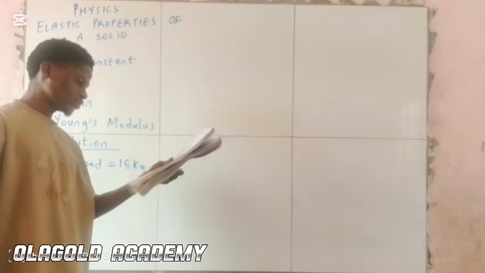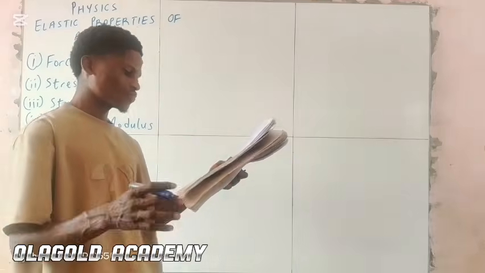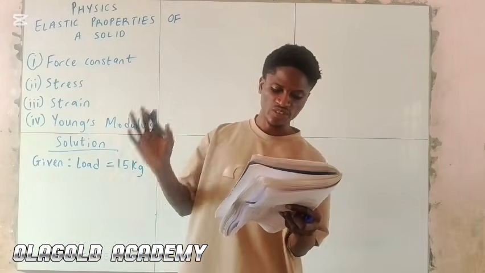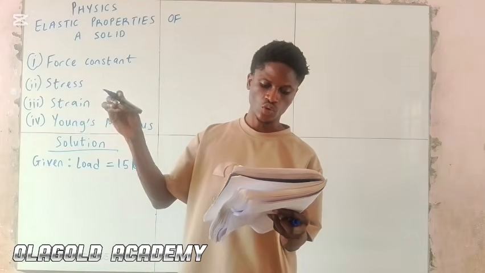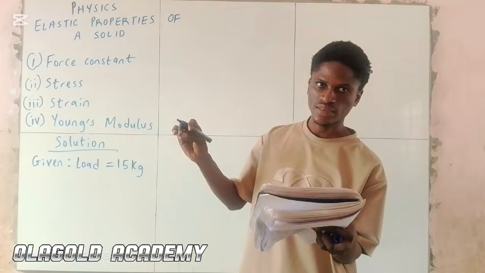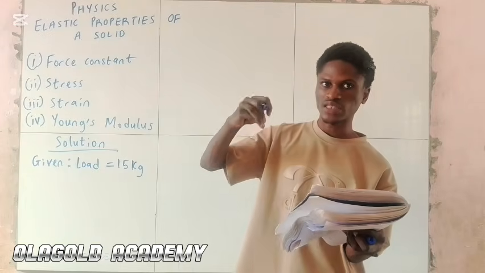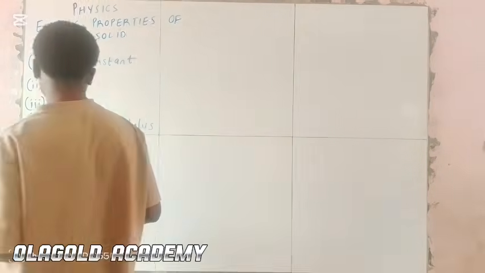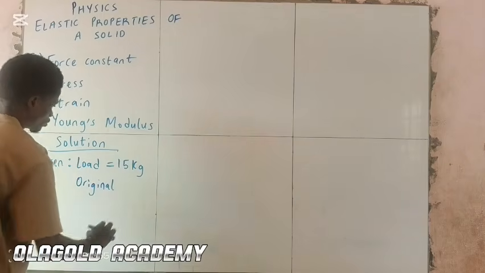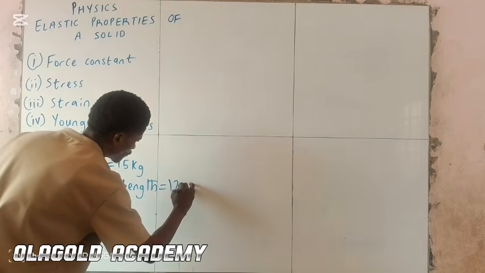We are also given the original length. Remember, the question says extends an elastic material of length 12 meter by 12 centimeter. So it's having a length of 12 meter and it's now been extended by another length of 12 centimeter. So the original length of the material is 12 meter.